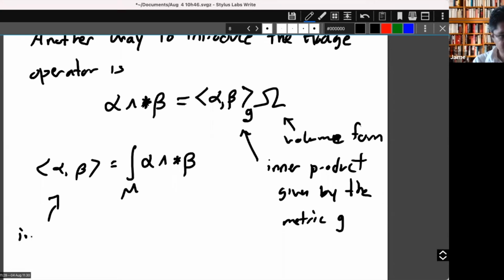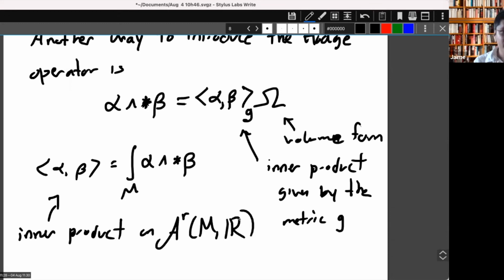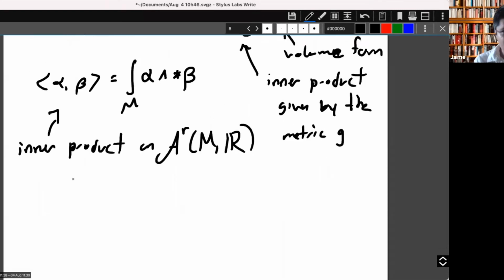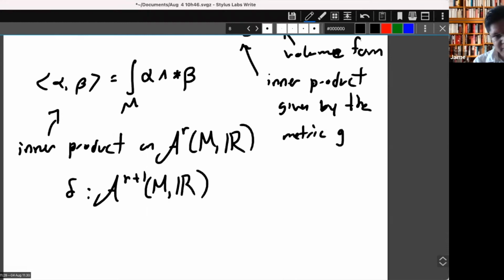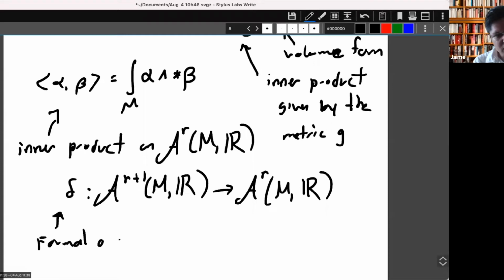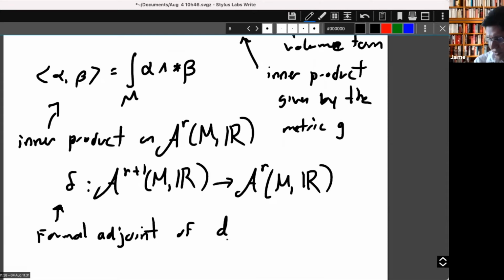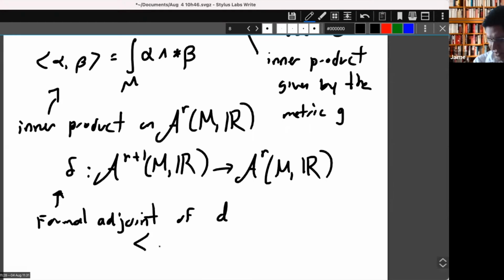This is an inner product on any of the spaces of forms, all right? So we did this before, and remember that we also associated to this another operator that goes in the opposite direction, and this one here is the formal adjoint of the exterior derivative. What I mean by formal adjoint, remember again, is something like this.